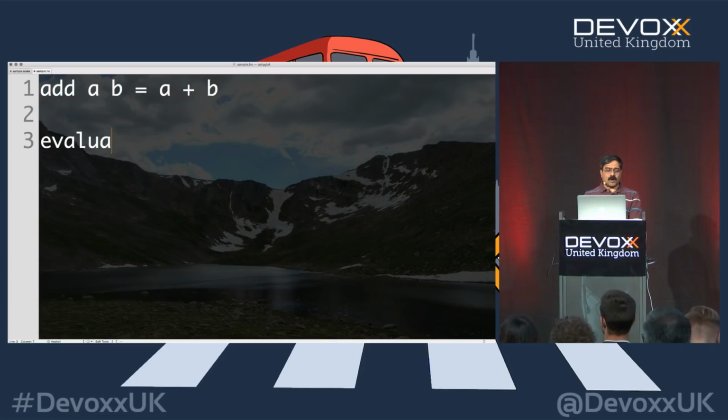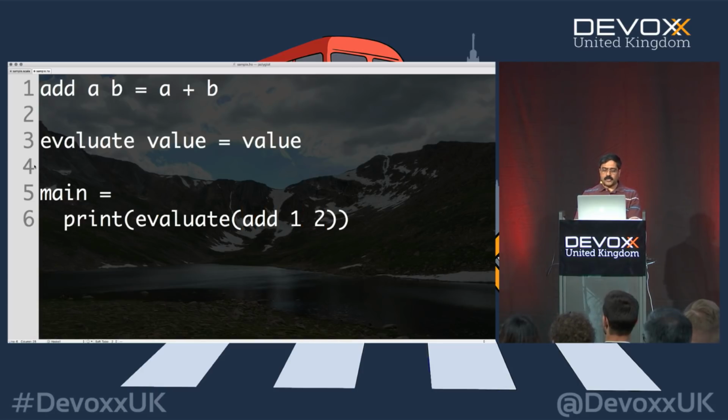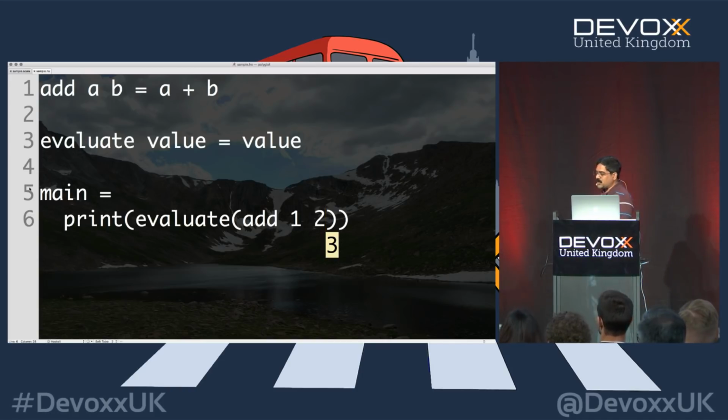Then I'm going to write a function called evaluate, which takes a value and simply returns the value. Then I implement a main function, and in main, I'm going to simply print the result of evaluate. I'm going to call add with 1 and 2 and ask it to evaluate that little call. You can see that Haskell reported a 3, not a big deal. Everybody understands this code, so it's exactly what you would expect.